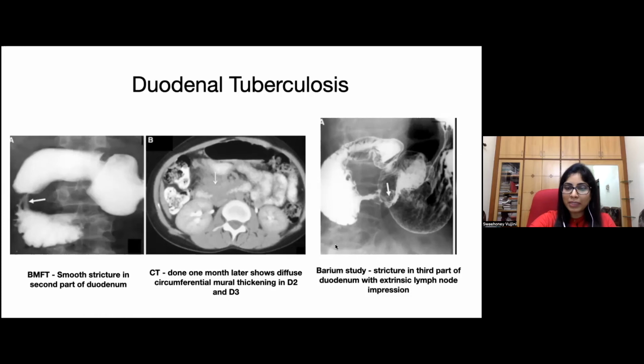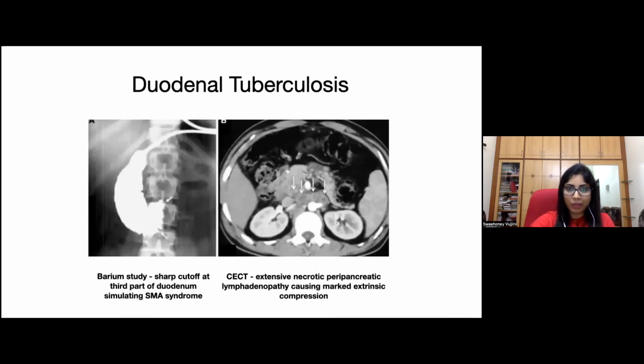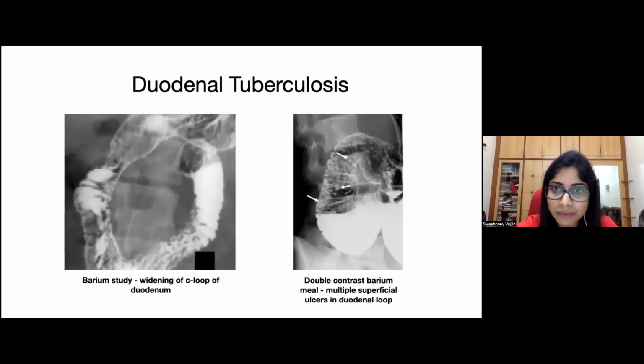This is a barium study again, showing stricture in the third part of the duodenum with extrinsic lymph node impression. Another image showing a sharp cutoff at the third part of the duodenum, which is simulating superior mesenteric artery syndrome. Next is the contrast enhanced CT image showing extensive necrotic peripancreatic lymphadenopathy causing marked extrinsic compression.